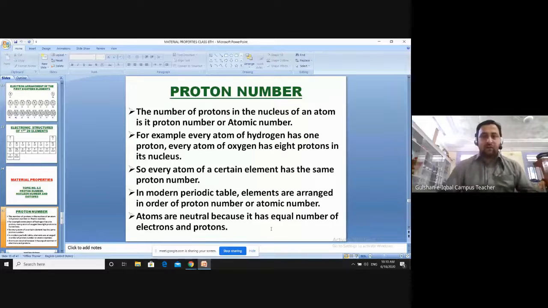And we know that an atom is neutral, and that is because the number of protons is equal to the number of electrons. We also know that a proton is a positive particle and an electron is a negative particle, so they cancel out each other. The same number, opposite signs, they cancel out each other, and so the atom is electrically neutral.